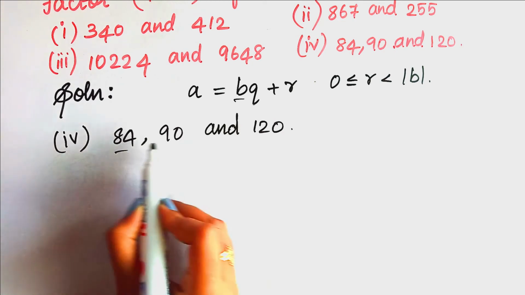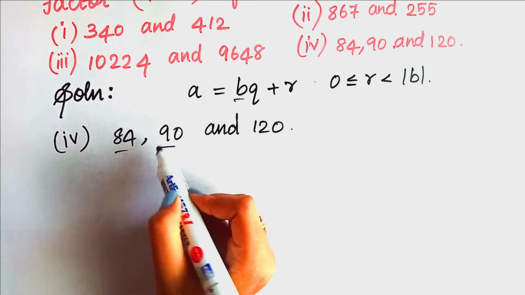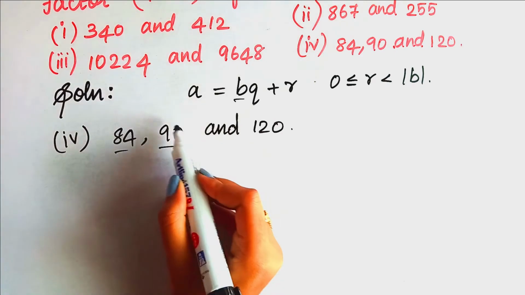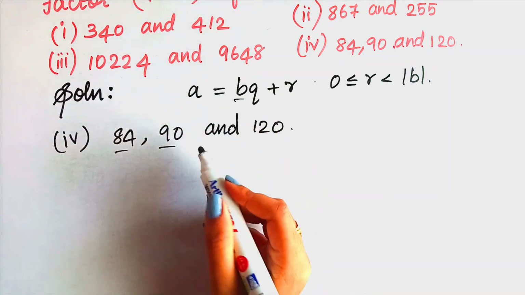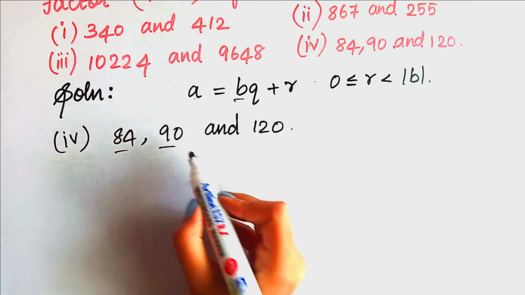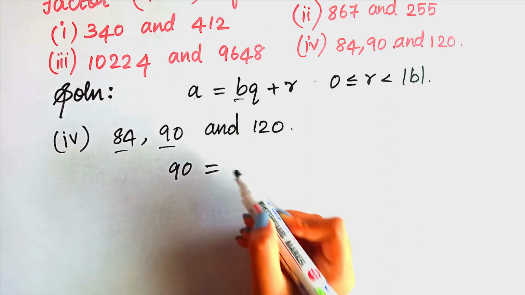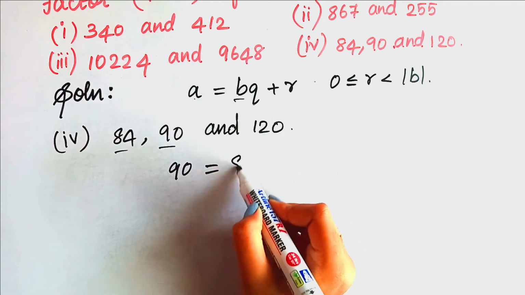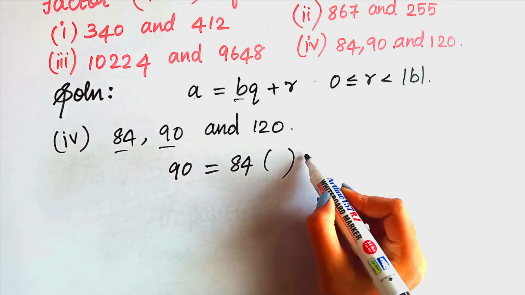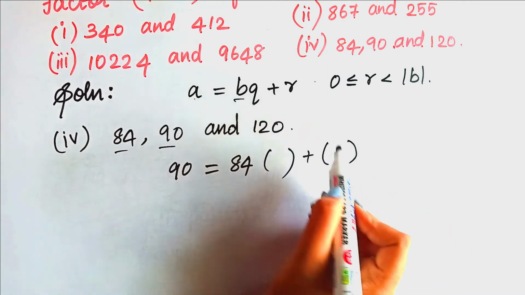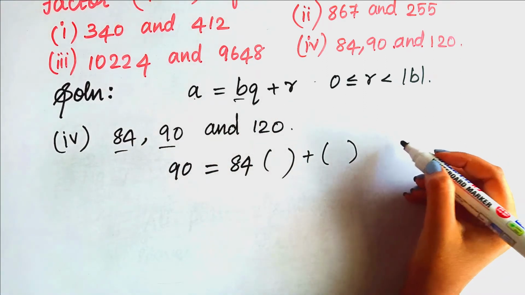First, between 84 and 90, the bigger number, that is the highest number, is 90, right? So we have to substitute 90 in the place of A. So 90 is equal to, and B is nothing but our 84, and we have to find the quotient and we have to find the remainder here. Okay, so let's find it.